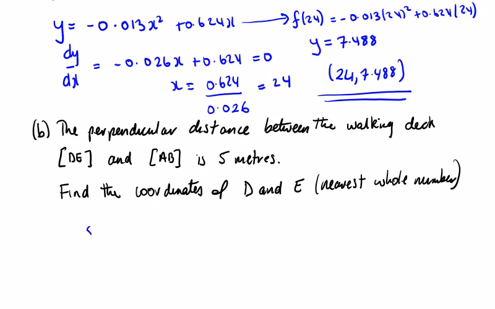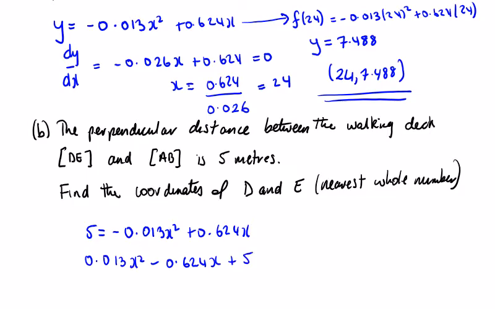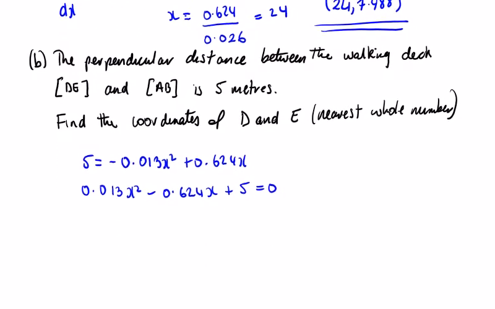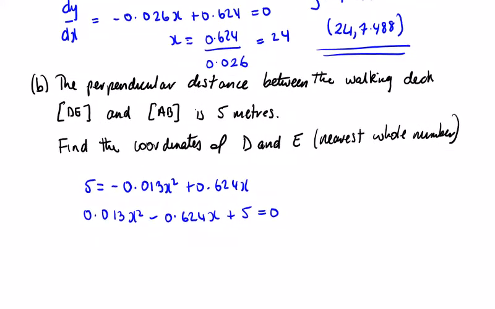So we have 5 is equal to -0.013x squared plus 0.624x. If I bring both of these to the left, I get 0.013x squared - 0.624x + 5 is equal to 0. And I don't think that this simplifies down and enables us to factorize it. Let me just check. No, dividing all by 0.013 gives me 48 in the middle, but it just doesn't give me a single number for 5.